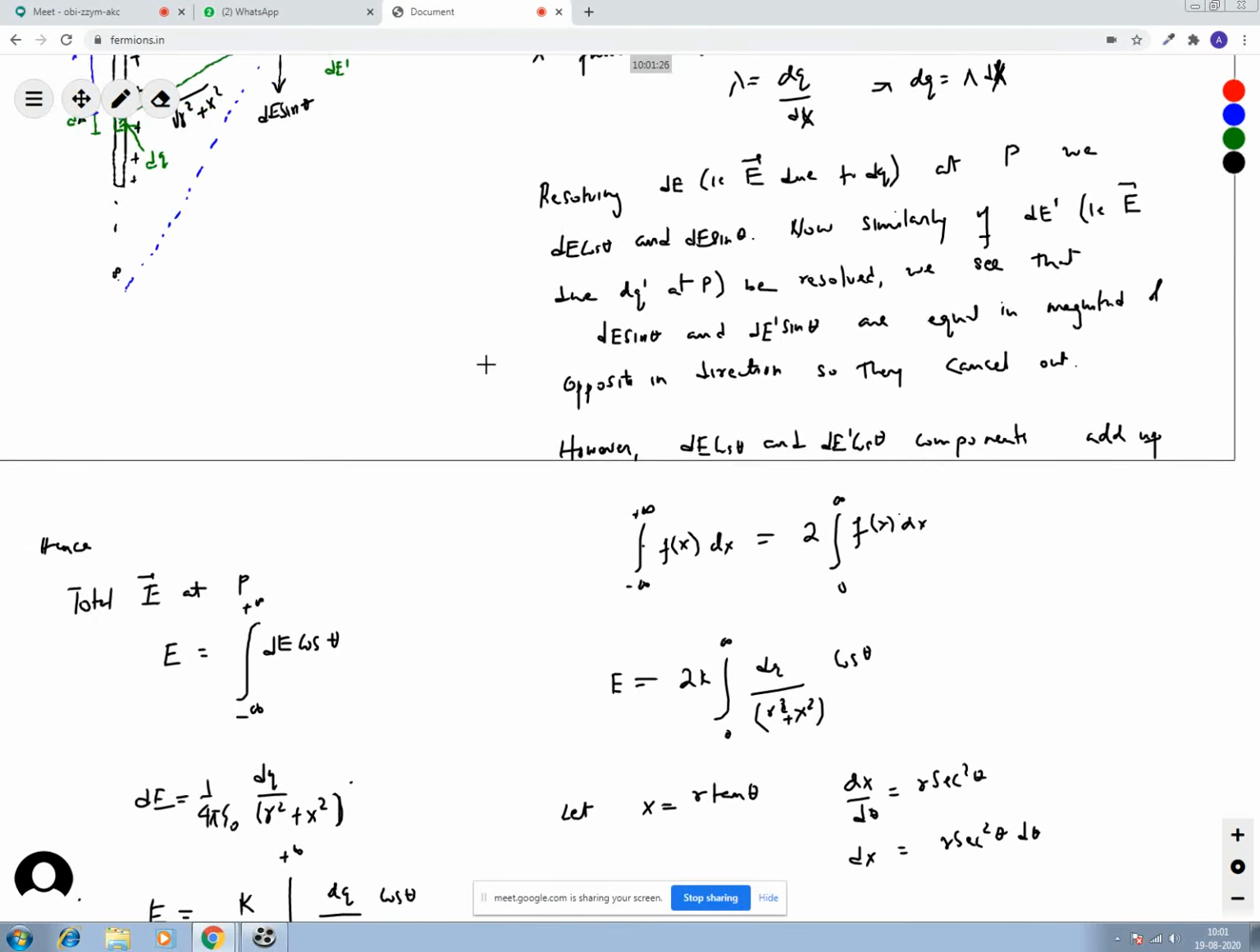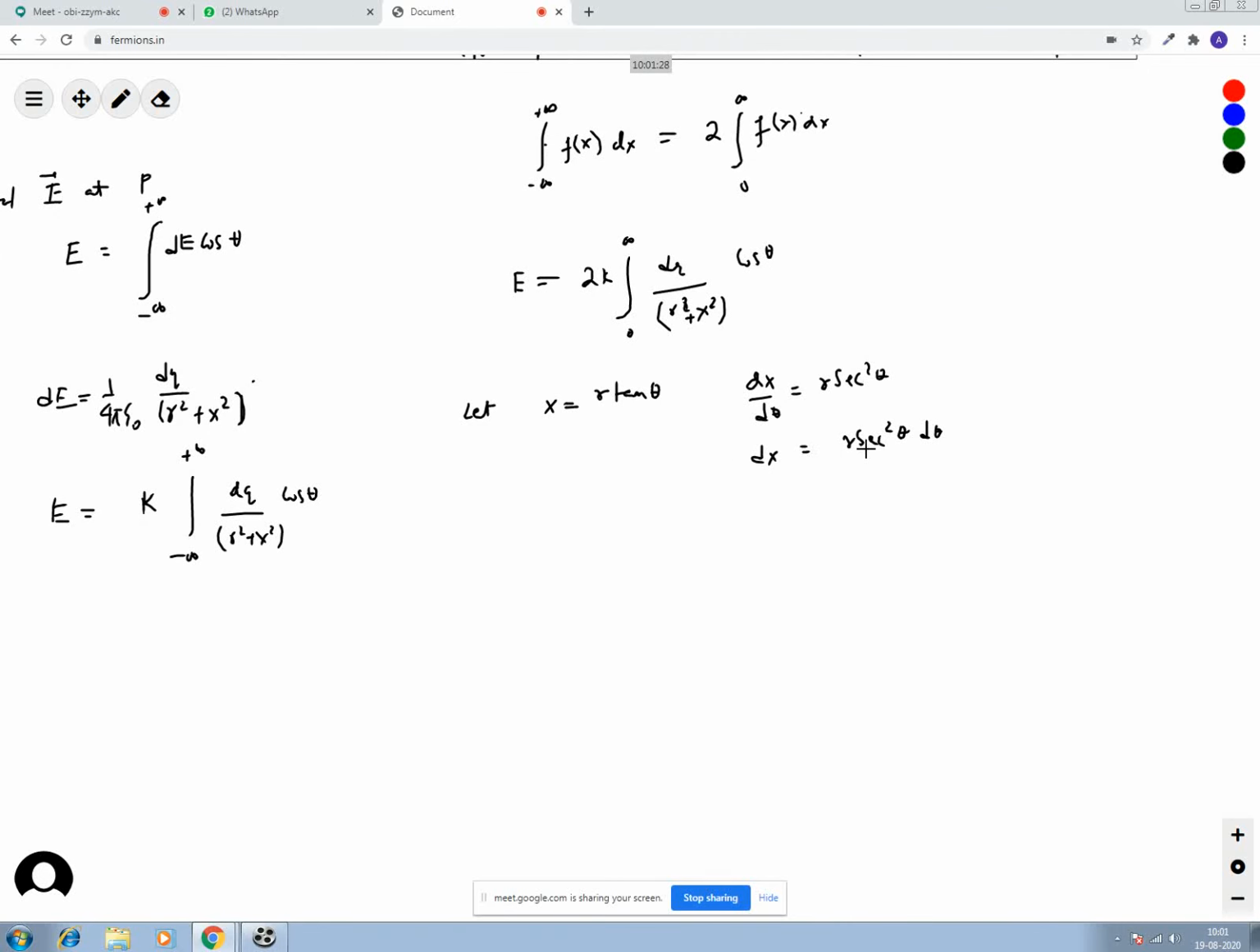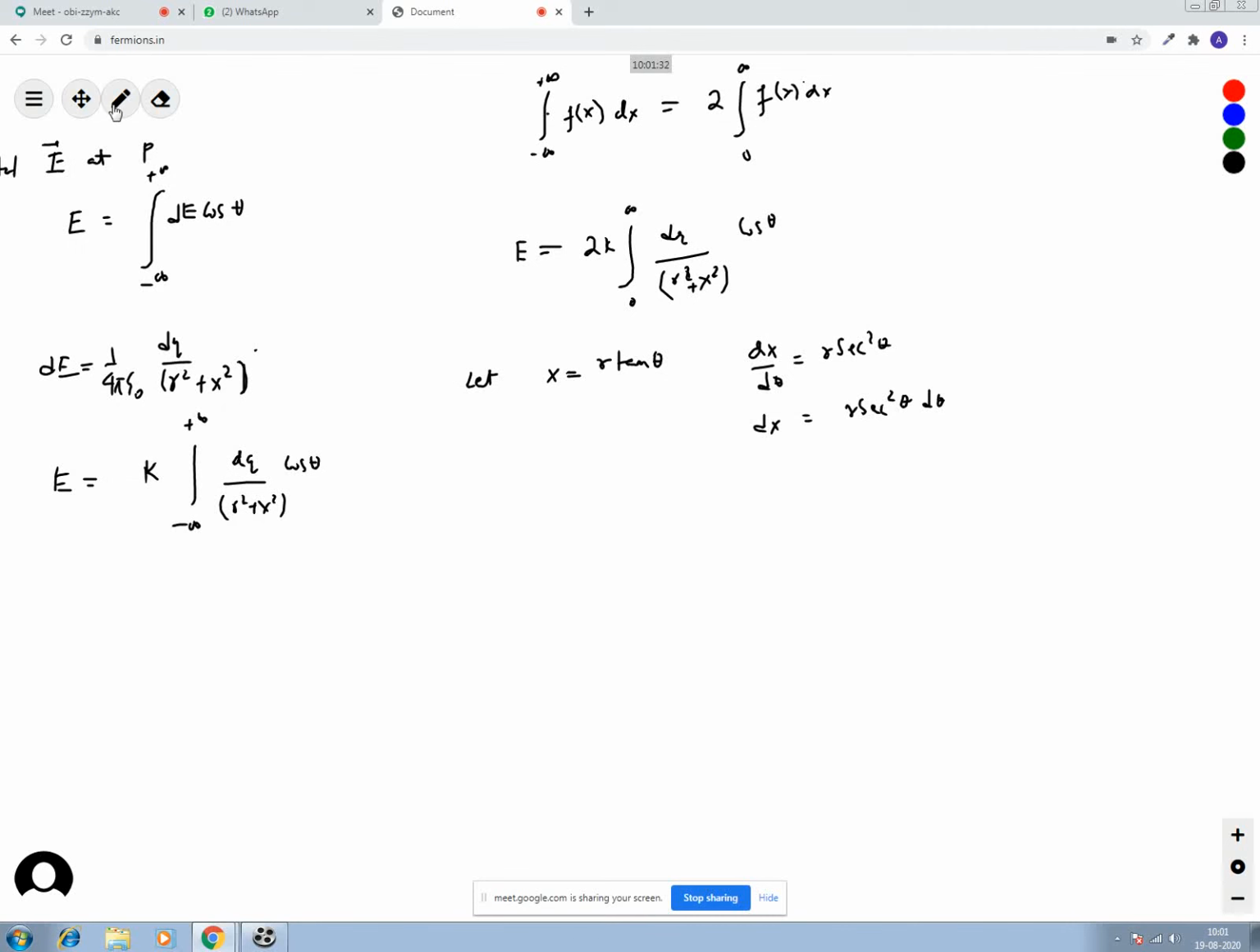Then I get dx equal to r sec square theta d theta. So also, dq can be written as lambda equals dq by dx, which is length only. So dq would be equal to lambda into dx. Therefore the electric field will become 2k, but wait, this is 0 to infinity. I must change the limit as well.